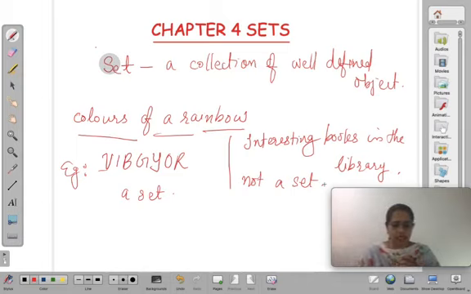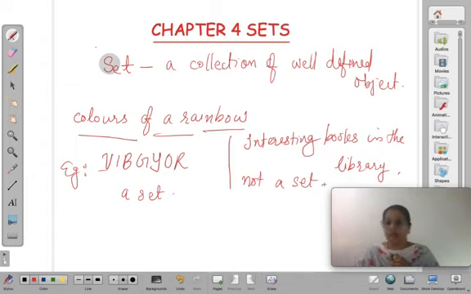Next one, counting numbers between 30 and 40. All can say the same answer. How many numbers are there? 31, 32, 33 up to 39. So it is well defined. Then next one, all good schools of India. This means if your parent likes St. Mary's or another parent likes another school, it is different. That means it is not a well-defined set.